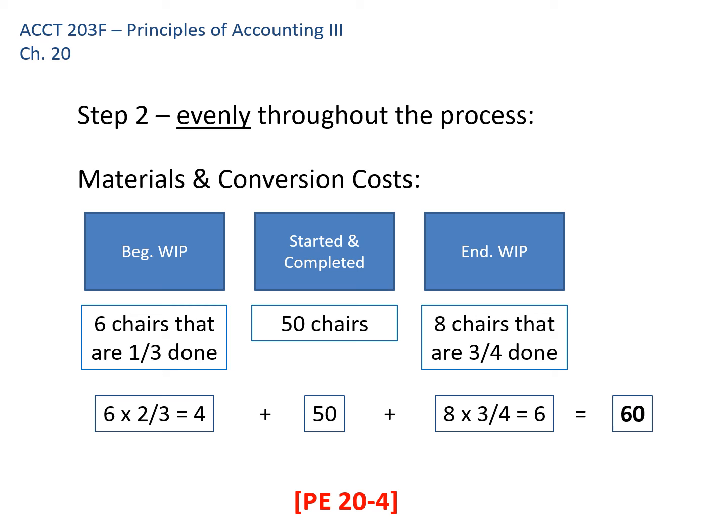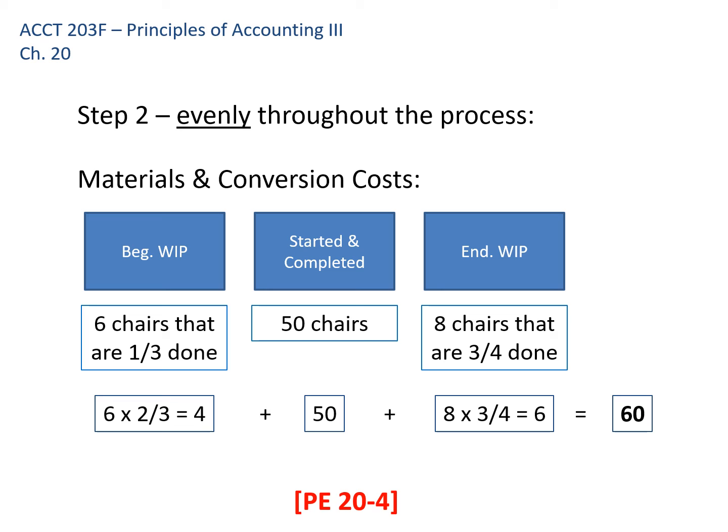So you think about how it really happens. When I come into the beginning of the month, I've got those 6 chairs that are 1/3 done. That means I had to do the other 2/3 of the work on those 6 chairs in this month. So in a way, I get credit for the equivalent of 4 whole chairs. So I want the numbers to be in whole chairs. So doing 2/3 of the work on 6 chairs is the same as doing all of the work on 4 chairs, if that makes sense. So for the units I started and completed, that's 50. I get full credit for those.